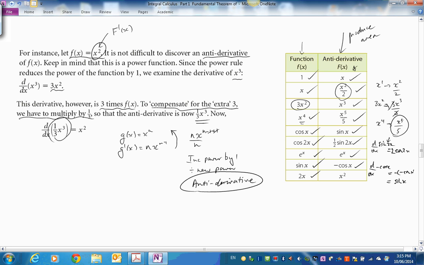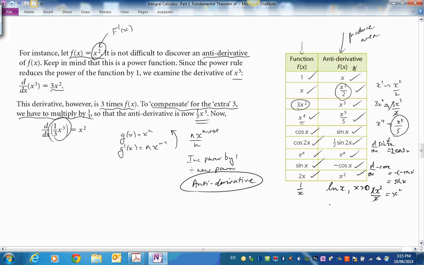Okay. What function has its derivative 2x? Let's reverse it. Increase the power by 1. Divide by the new power. It's x squared. And what about another one? 1 on x. Do you remember that? That is ln x, where x has to be greater than 0.